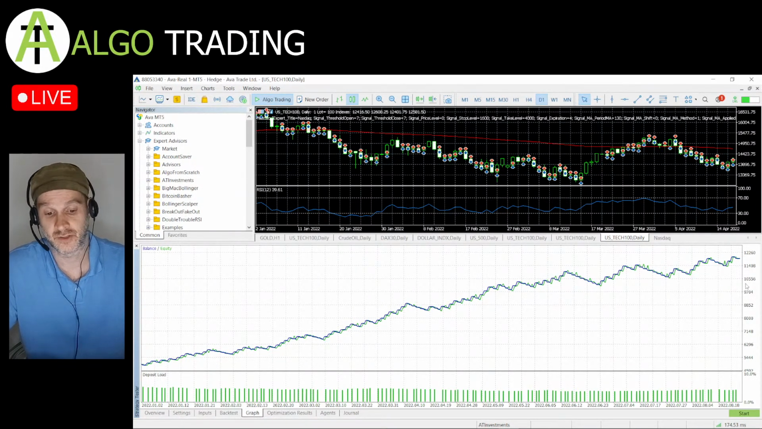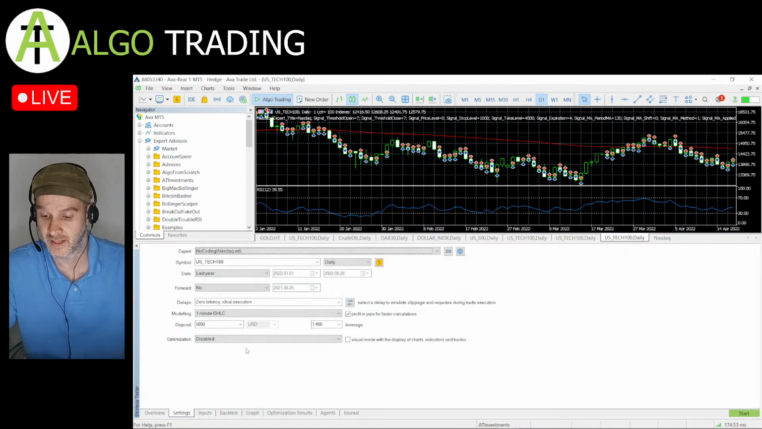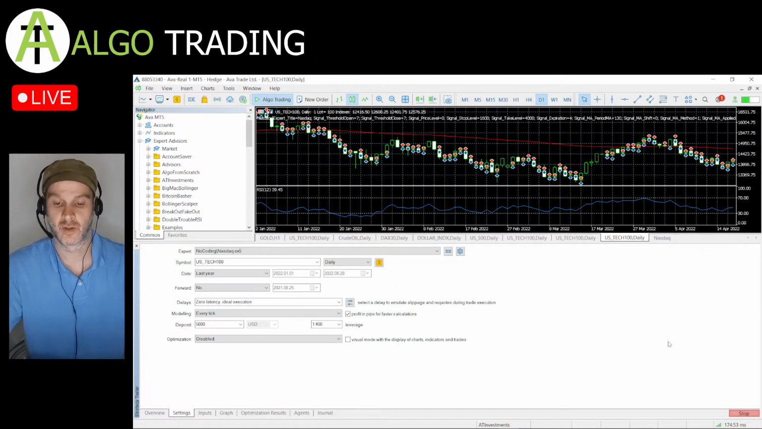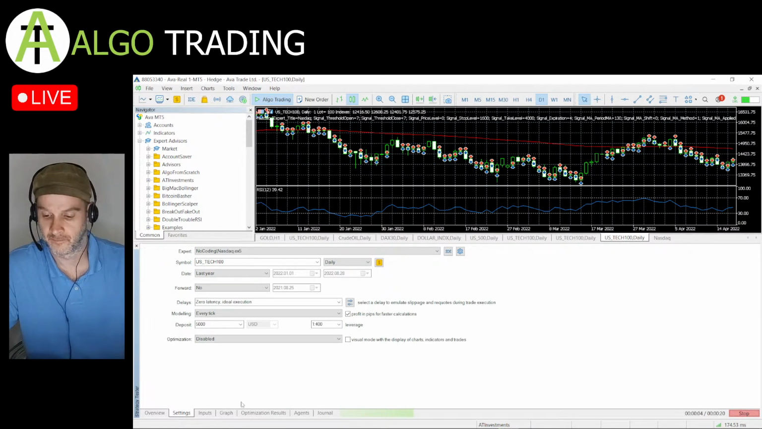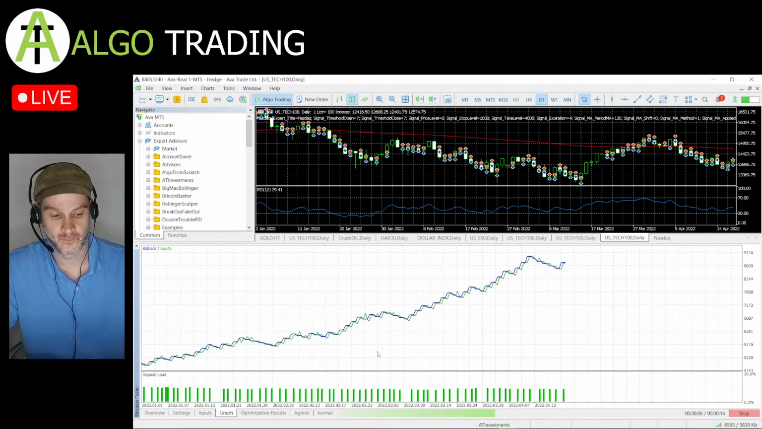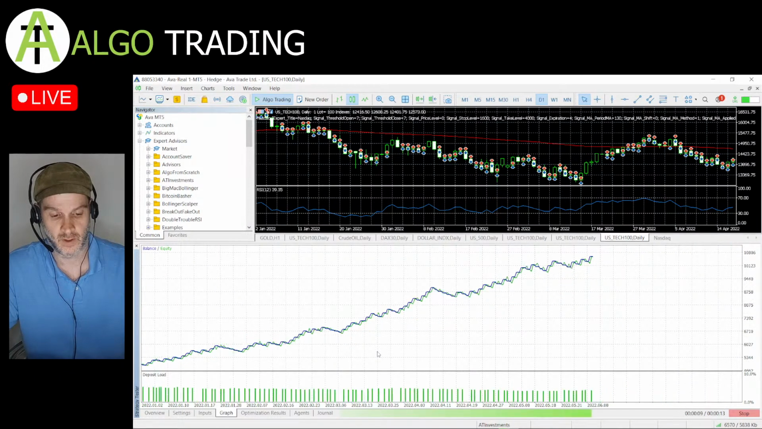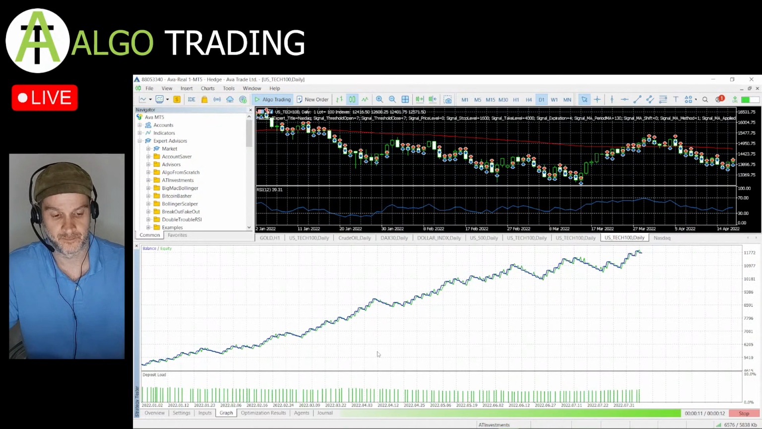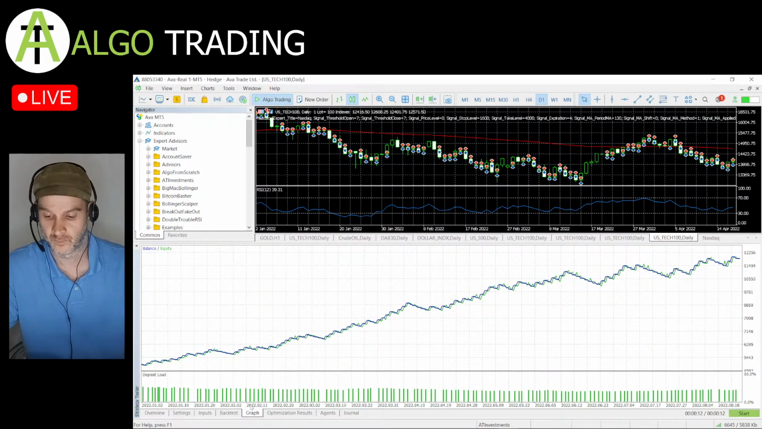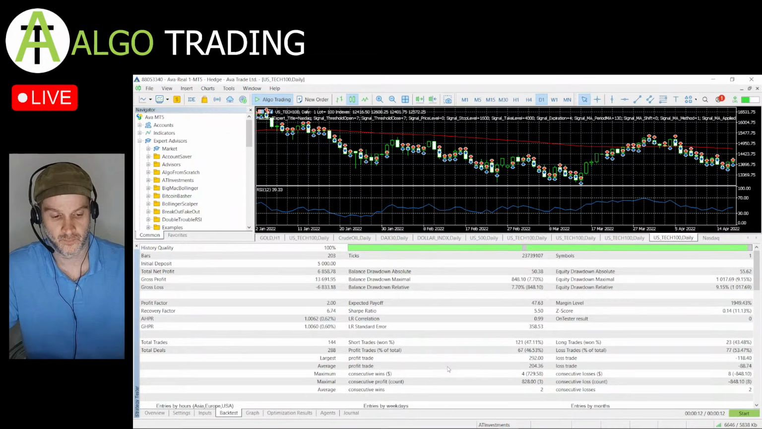Something went wrong in the hourly chart. I'm not really sure. We could run it a few times, investigate and get back to you, see what happened. But on the daily chart, this looks like a very, very nice chart. Let's actually just run it on every tick, just to confirm my results. Yeah, results are pretty much similar on every tick.